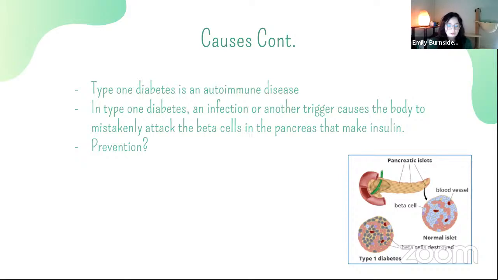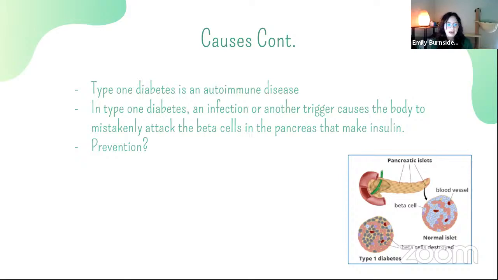So normally, your immune system can tell the difference between foreign cells and your own cells. But in an autoimmune disease, the immune system mistakenly attacks a part of your body and sees it as foreign and releases these proteins to attack those healthy cells. So in type 1 diabetes, an infection or another trigger causes the body to mistakenly attack the beta cells in the pancreas that make insulin.